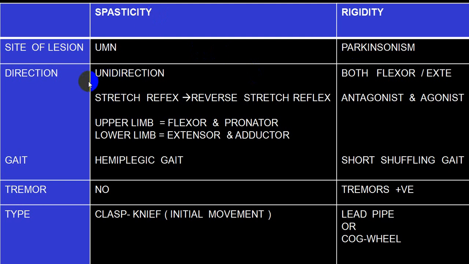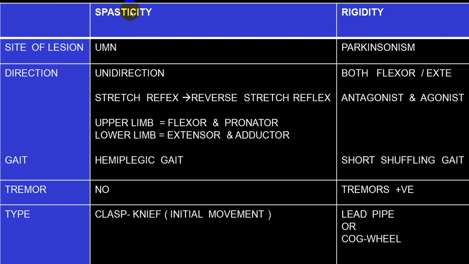In spasticity, usually you will demonstrate increased tone in one group of muscle, and there will be stretch reflex followed by reverse stretch reflex. While here both groups of muscles are involved, flexor and extensor, or we call antagonist and agonist groups of muscle. You will be able to demonstrate spasticity, very classical in case of upper motor neuron lesions, in upper limb as well as lower limb. In upper limb, flexor muscles and pronator muscles are more involved, while in lower limb, extensors and adductors are more involved. While in Parkinsonism, all muscles are involved.